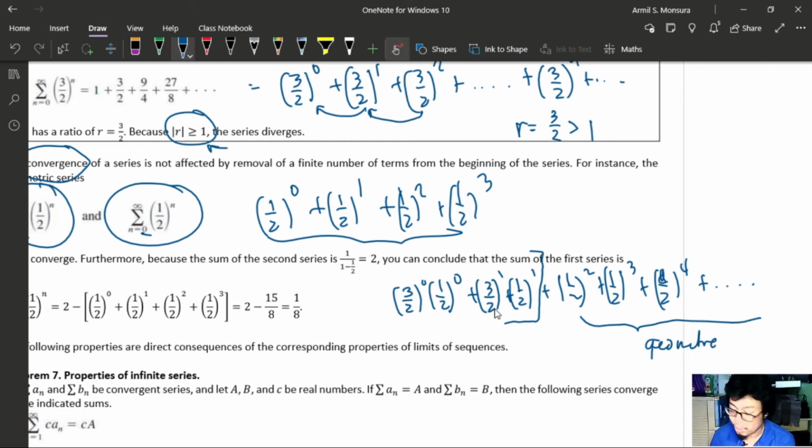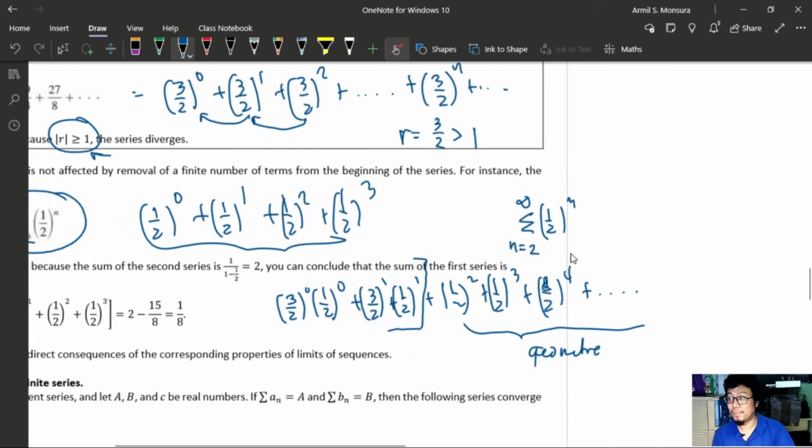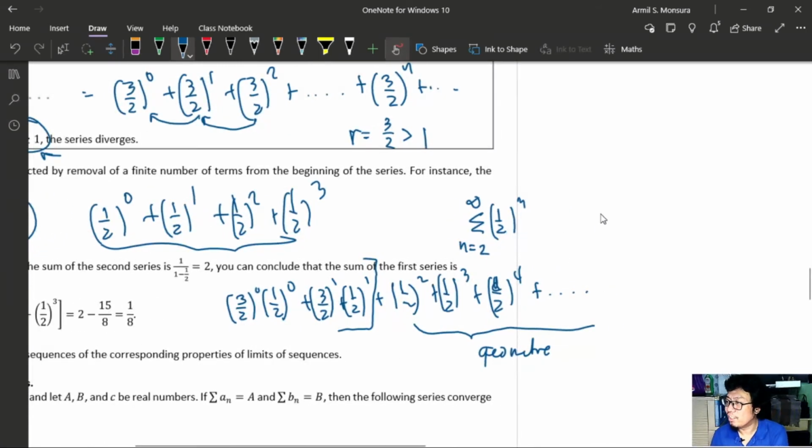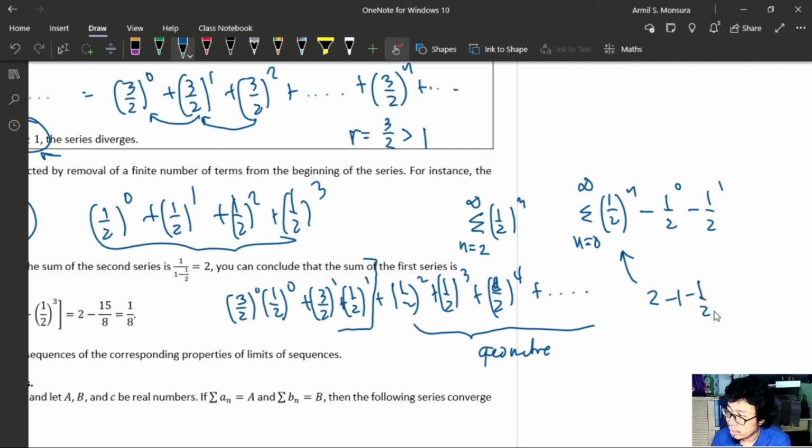Although the first 2 terms are not the terms of a geometric series, the next terms actually are terms of a geometric series. So you can treat this as a geometric series, the sum of 1/2 raised to n for n equals 2 up to infinity, which you can now find its sum. Since this begins at 2, you can start at the sum of 1/2 raised to n for n equals 0 up to infinity, but remove the 2 terms, 1/2 raised to 0 and 1/2 raised to 1. The sum of this is 2 minus 1 minus 1/2, so the sum of this is 1/2.